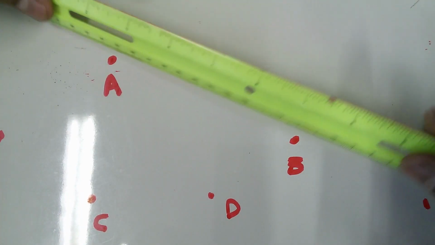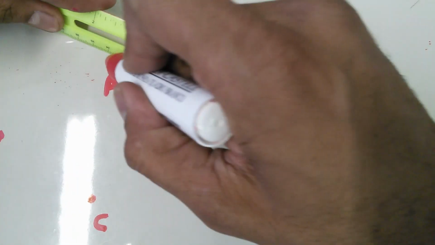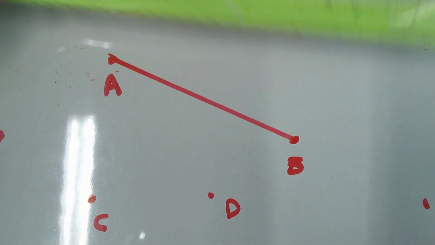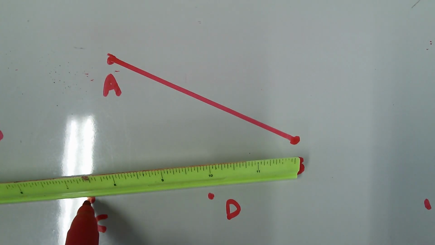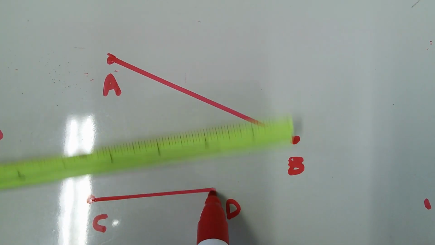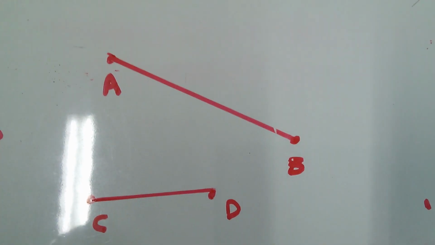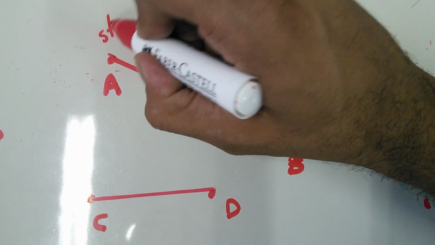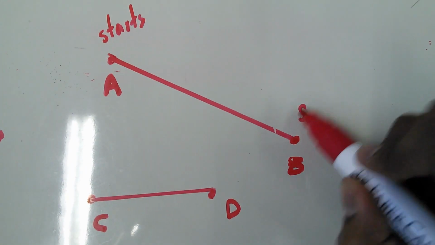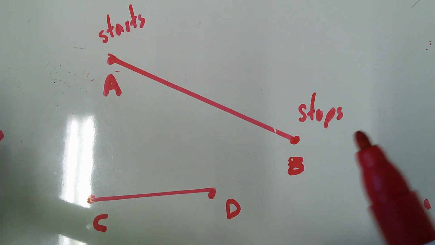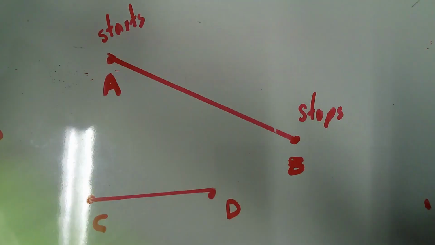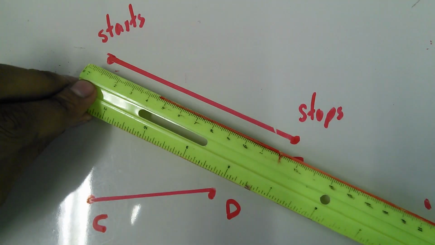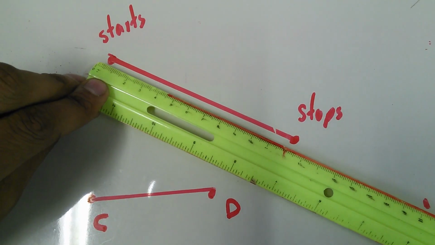But when we connect two points, we make what's called in geometry a line segment. We can call this line segment AB. When we connect points C and D, we call this line segment CD. You'll notice that a line segment starts here and it stops here. We can measure it to the nearest inch, almost 5 inches, or to the nearest centimeter, about 12 centimeters.